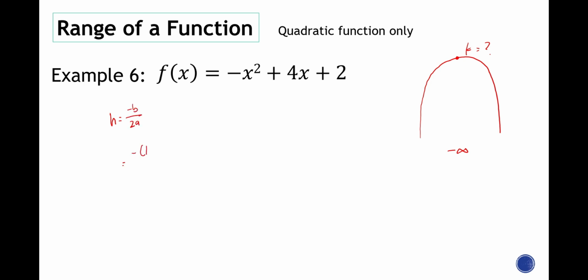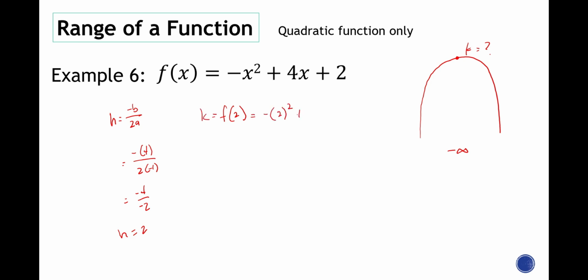This is negative 4 over 2 times negative 1. That's negative 4 over negative 2, which is positive 2. That's your h. And then after that, we will do f of 2 to find k.